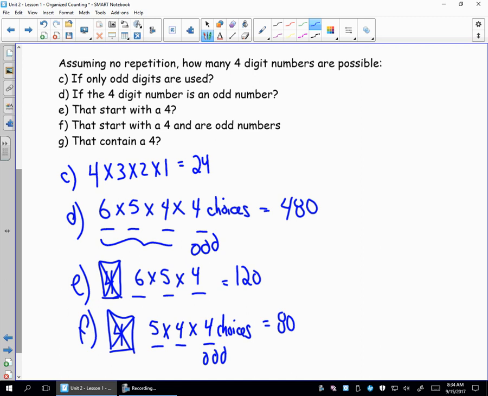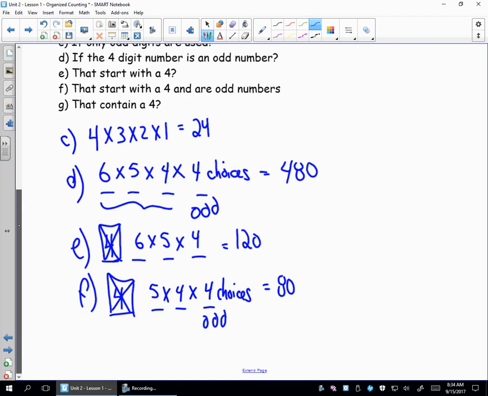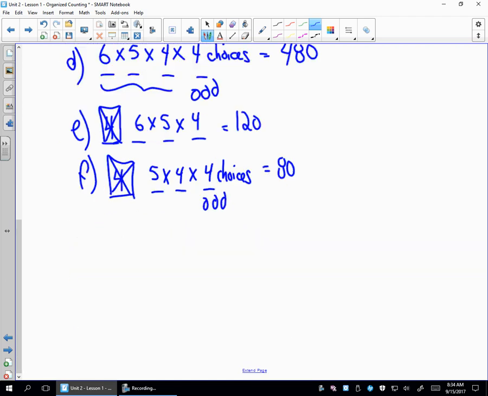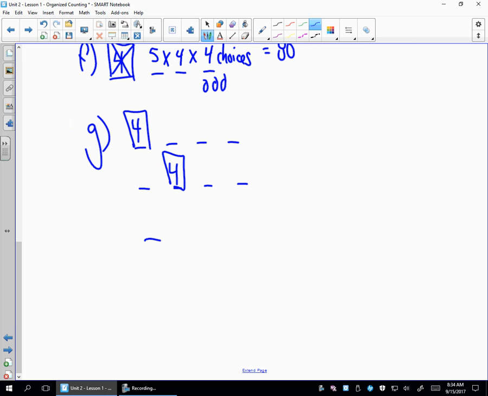And then the last one, things that contain a 4. So I need a 4-digit number that contains a 4. So here's a tricky one again. It could start with a 4. But that's not the only choice. It could be a 4 right here. Or it could be a 4 right here. Or it could be a 4 right here. So now we're beyond tree diagrams.